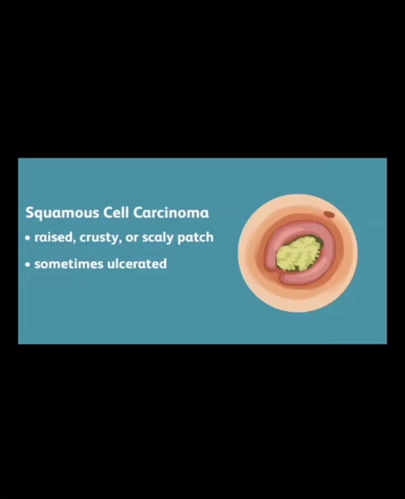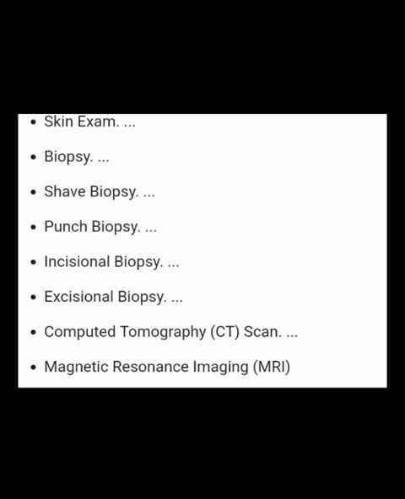Regarding the diagnostic measures, usually skin examination can be done. In skin examination, we have to assess the lesion characteristics. Then biopsy. You can do different forms of biopsy: shave biopsy, punch biopsy, incisional or excisional biopsy. All these biopsies can be helpful in order to identify the lesions. Then computed tomography and magnetic resonance imaging, all depending on the area where the squamous cell carcinoma is located.